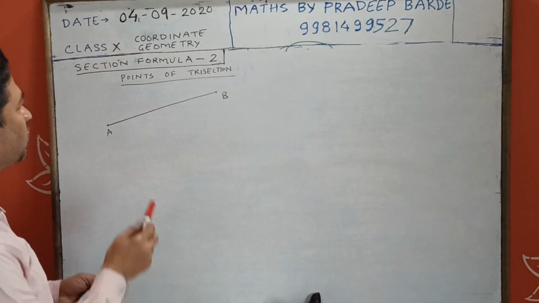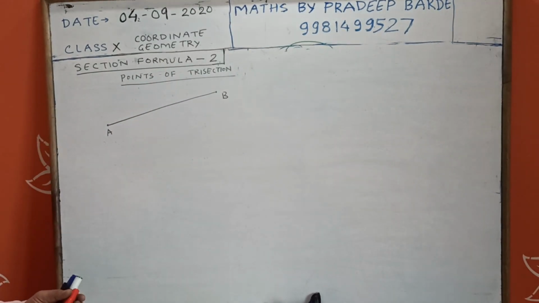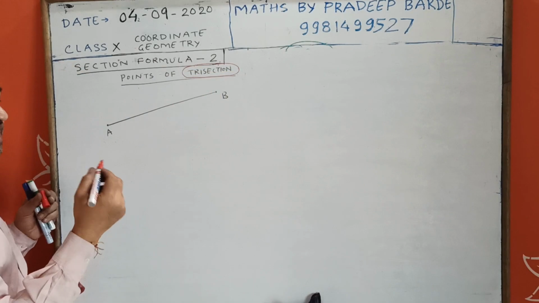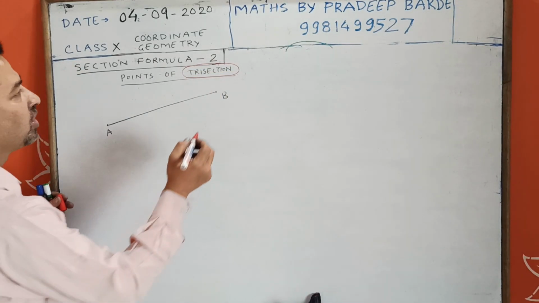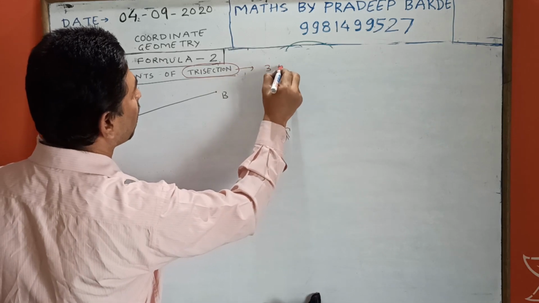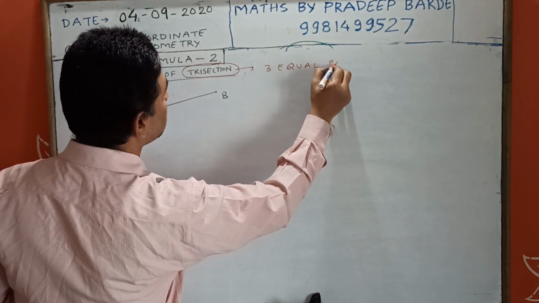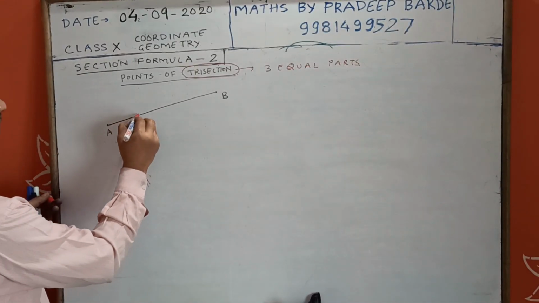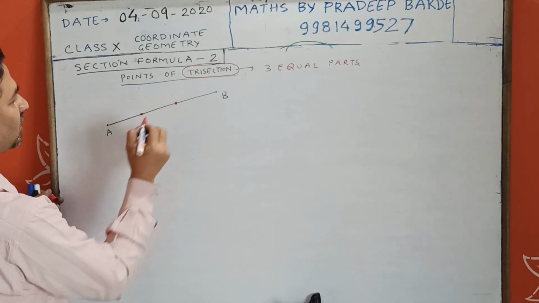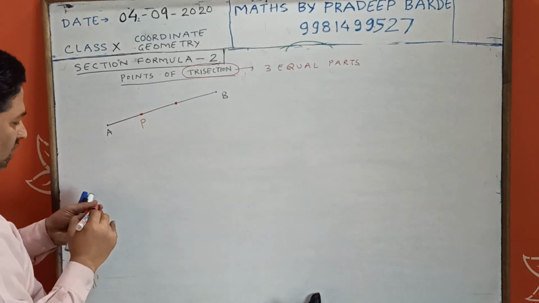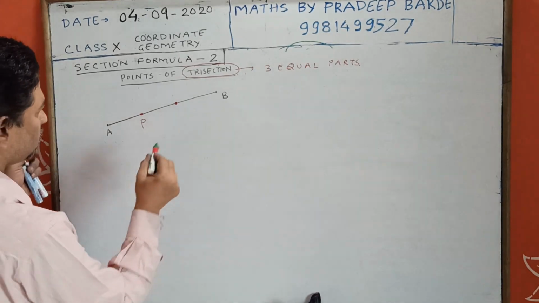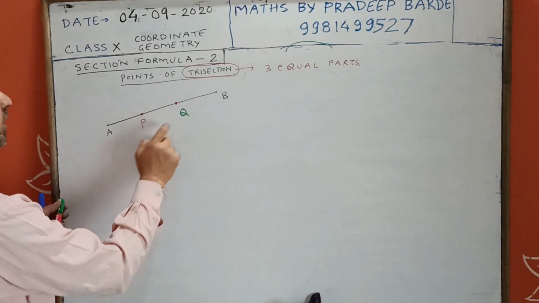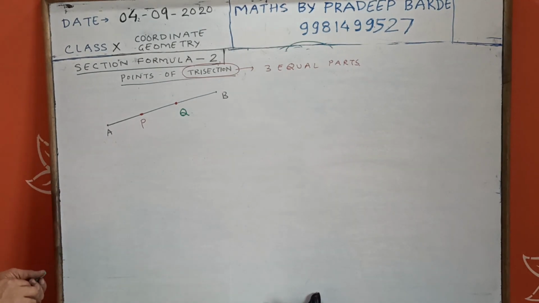Okay students, furthermore, now let's see how to find out the coordinates of points of trisection. बच्चों ट्राइसेक्शन का मतलब होता है, देखिए बाइसेक्शन मतलब डिवाइड इनटू 2 इक्वल पार्ट्स, और ट्राइसेक्शन मतलब होता है 3 इक्वल पार्ट्स में डिवाइड करना. तो जब 3 इक्वल पार्ट्स में डिवाइड करना है बच्चों, तो आपके पास यहां पर 2 पॉइंट्स होना चाहिए इस तरीके से. This is point P and the other one is point Q. So we have to find out the coordinates of P and Q.